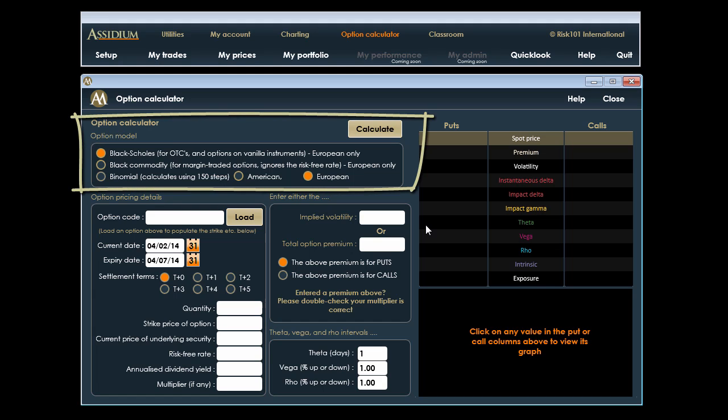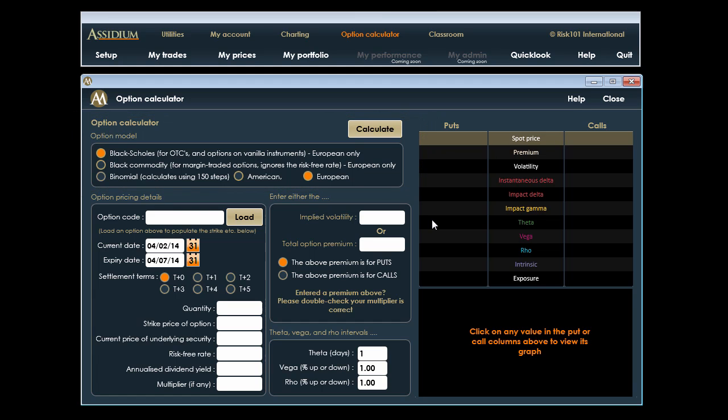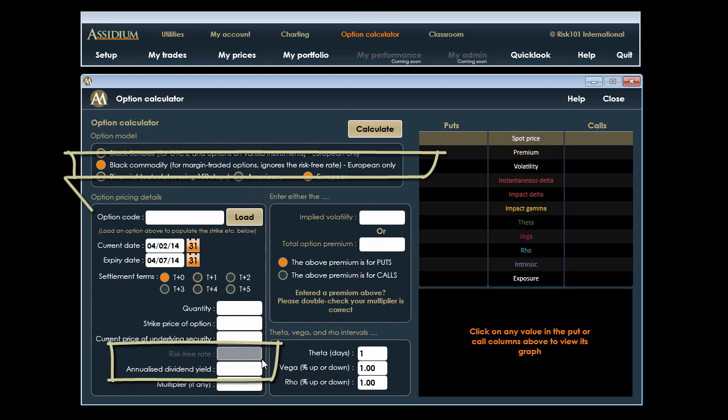First, select which option pricing model you prefer to use. It can be useful to compare the valuation output offered by the Black-Scholes model against that from a binomial valuation, for example. If you are trading margined options where there is very little cost of cash, we suggest that the Black commodity model may be more appropriate because it ignores the risk-free and the dividend yield.